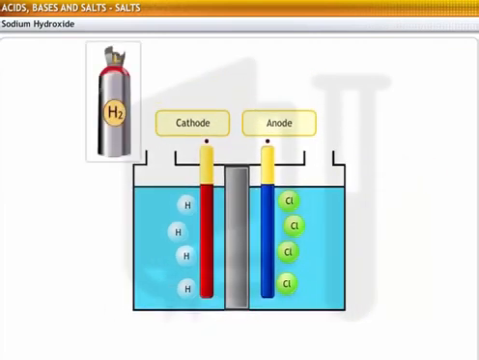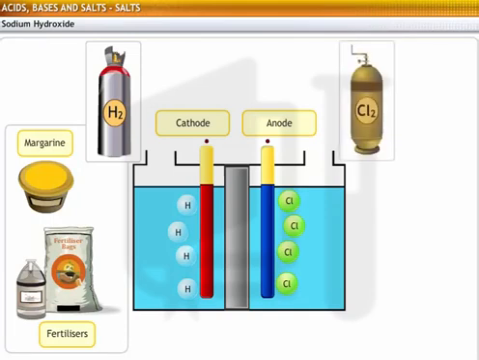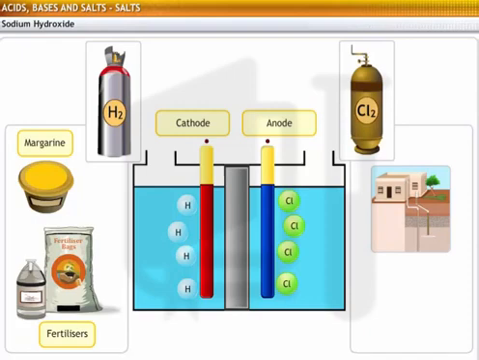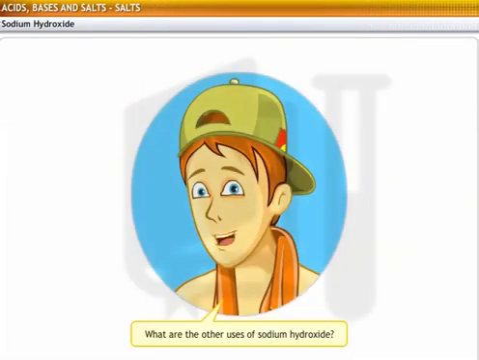The hydrogen formed in this process is used to manufacture fuels, margarine, and ammonia for fertilizers. Chlorine is used for water treatment in swimming pools, to manufacture chlorofluorocarbons, PVC, chemical compounds like chloroform, carbon tetrachloride, disinfectants, and pesticides. What are the other uses of sodium hydroxide?